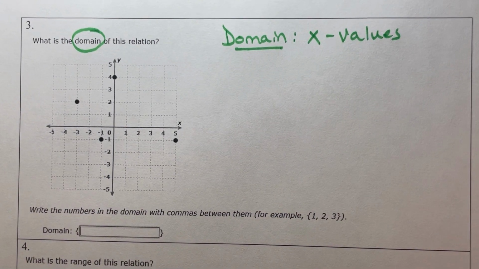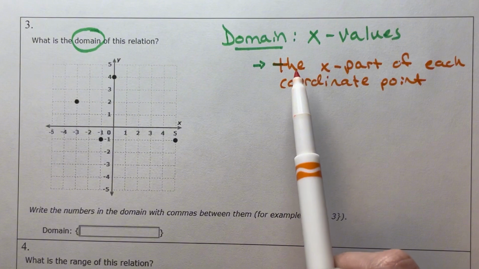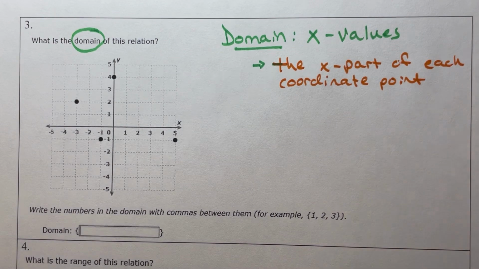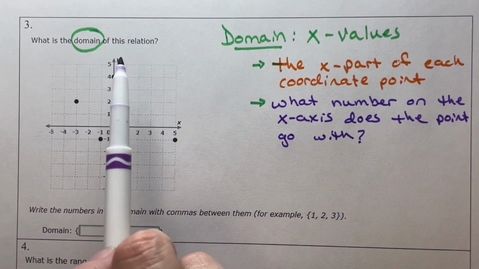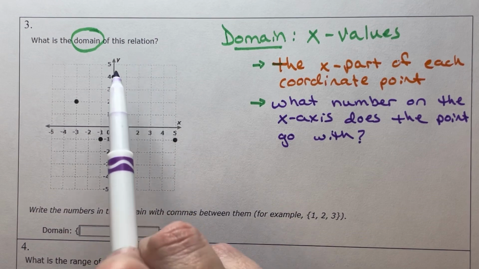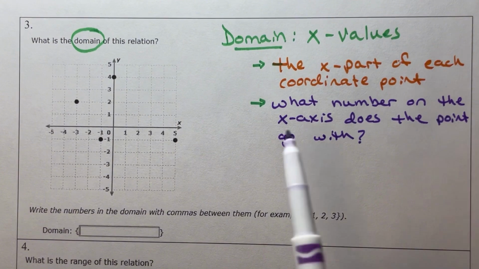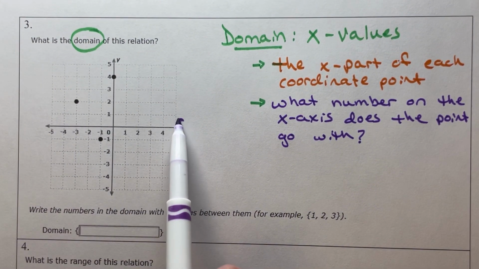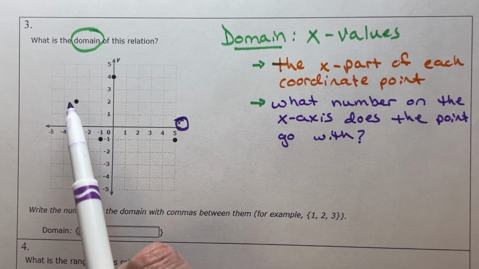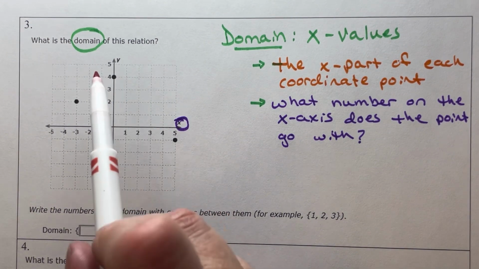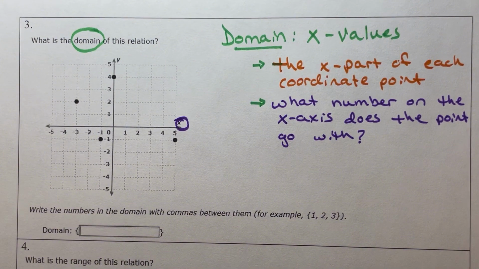So when we do this, it's really helpful to look at a couple of things. We know that the domain comes from the x part of each coordinate point. This is true. But since our relation was given to us on a coordinate plane, another way to look at this would be to say, hey, what number along this x-axis right here does any given coordinate point correspond with? What does it go with? So I think that looking at a coordinate plane, at a graph, makes finding the domain and range really simple, really friendly.